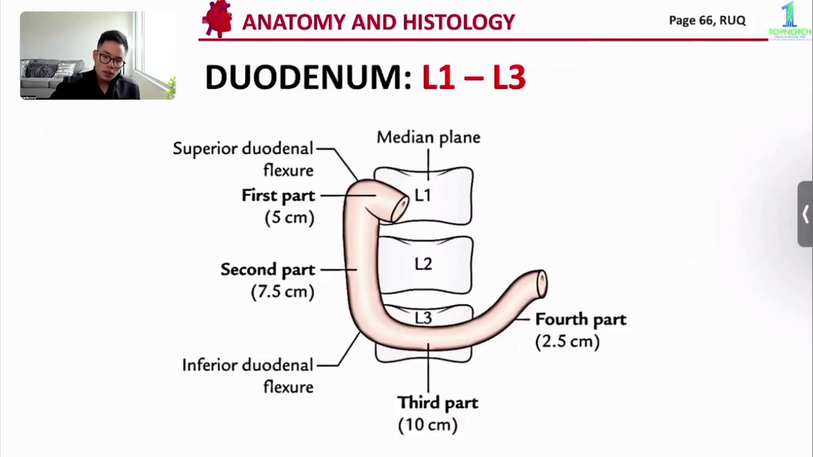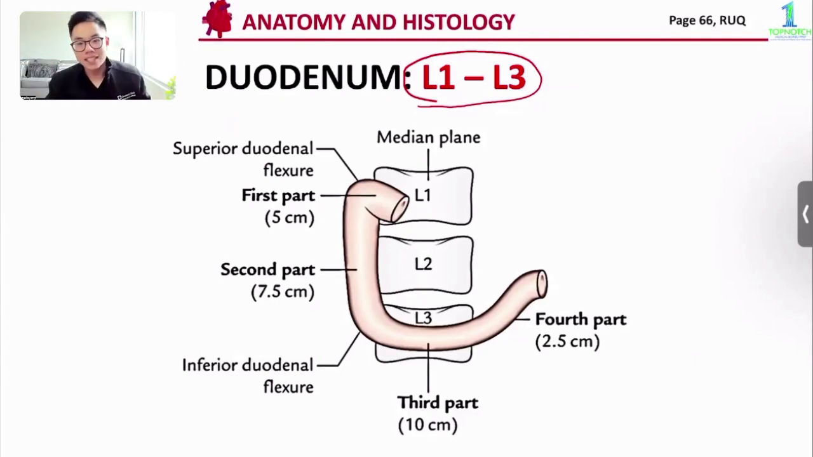Now, let's talk about the duodenum. The duodenum, anatomically, is located in the L1 to L3 region. It is the first part of the small intestine, and it is also the shortest part of the intestine. Even though it's short, it is divided into 4 segments. You have the first part, which is also known as your superior duodenum, and it is 5 centimeters in length.